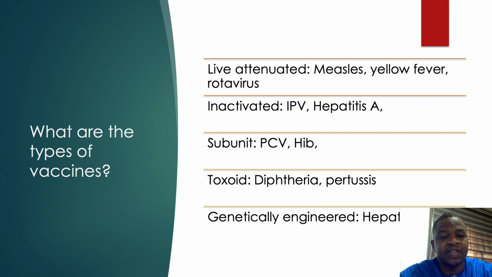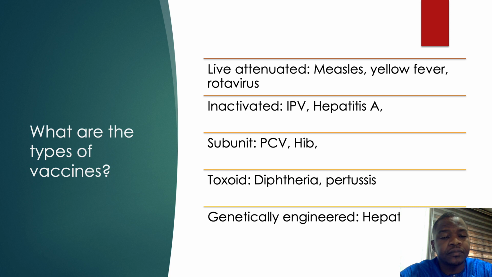We have the inactivated vaccines. So in this case, you take the pathogen but killed. So once it's killed, it still retains its antigenic properties, but obviously it cannot cause infection because it cannot grow and multiply. And so it's then introduced as a vaccine into the human body and then leads to the development of antibodies. Examples are the IPV, the injectable polio vaccine, and then the hepatitis A vaccine.